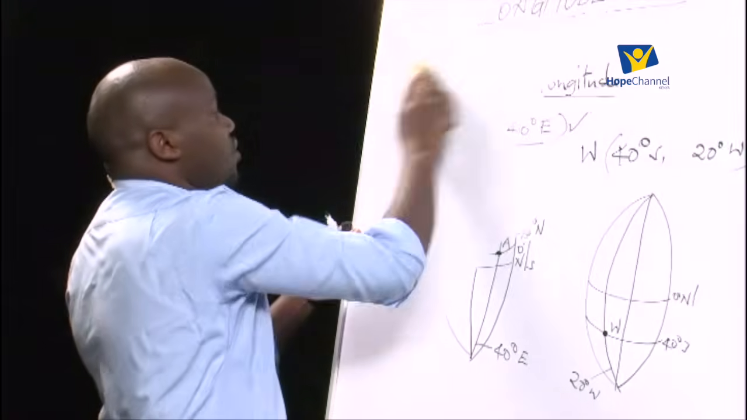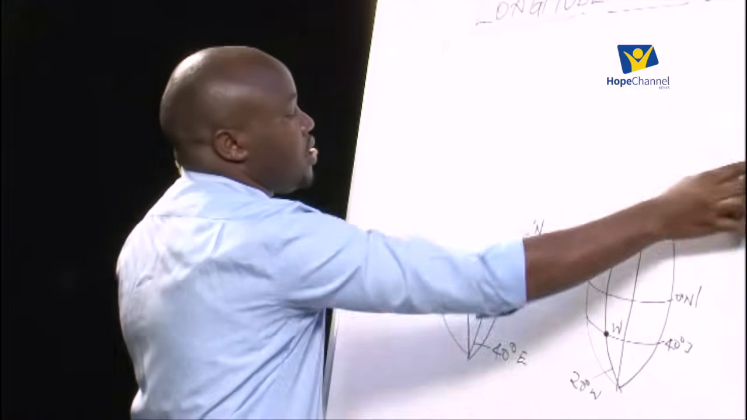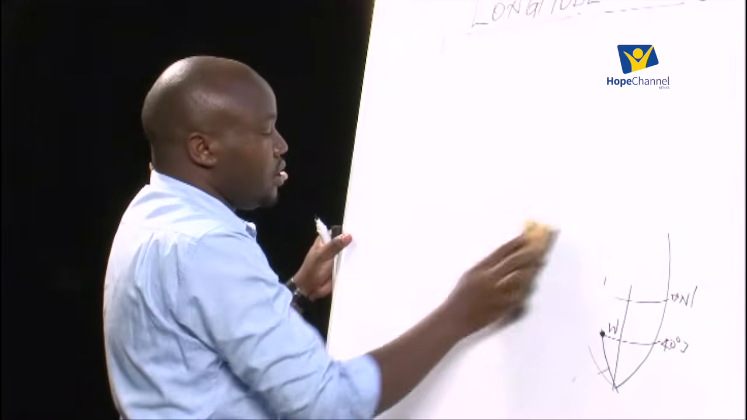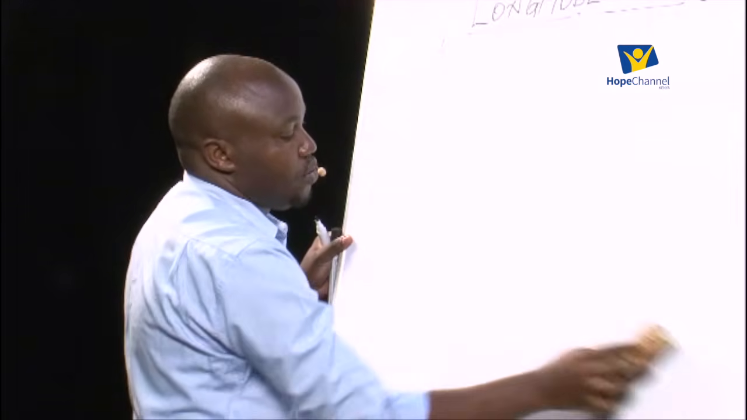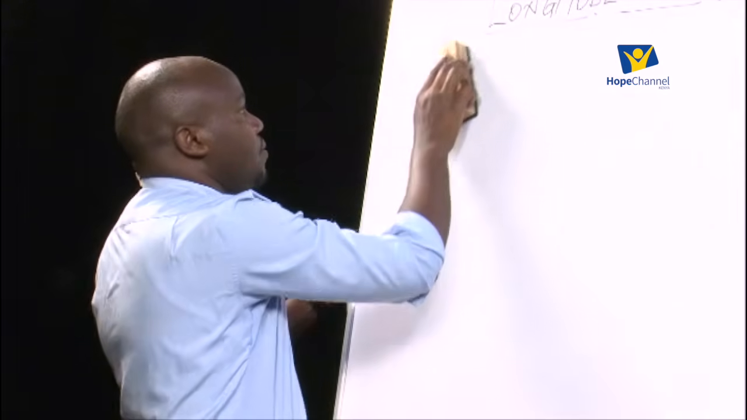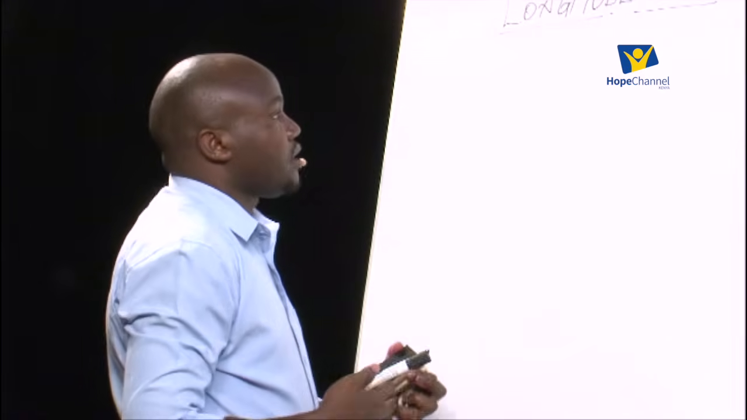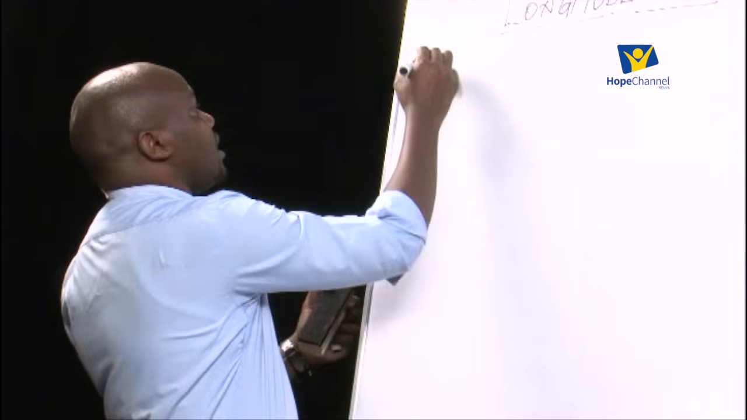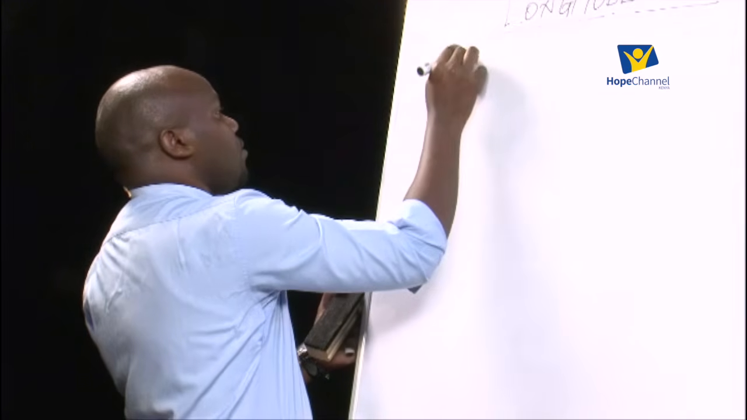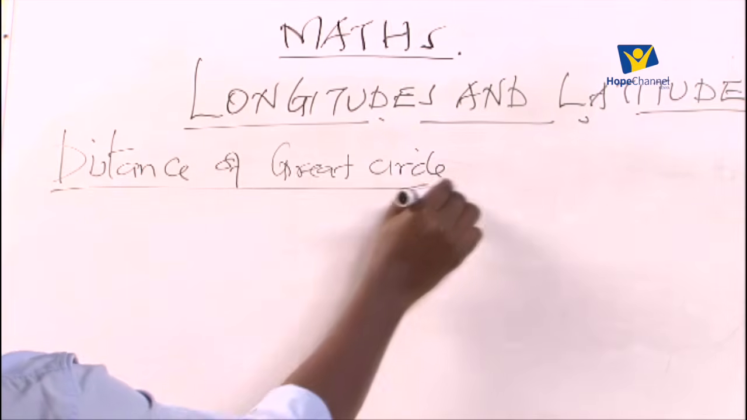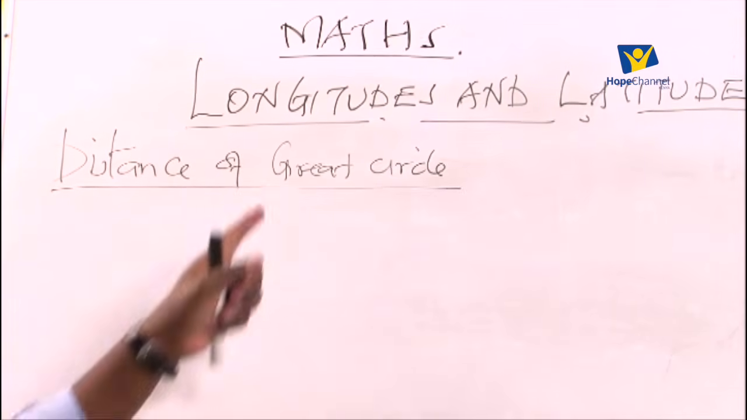We are done with the location of a point. I've said, first of all, you start with the latitude, then proceed to the longitude. So the first I have is a great circle. Then we shall go to distance of the small circle. Why do we say it's a great circle?